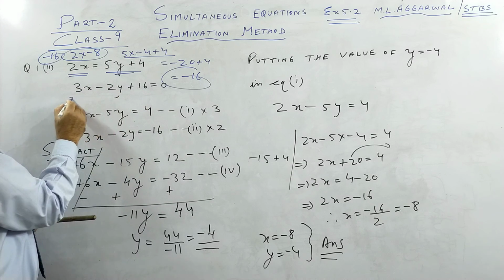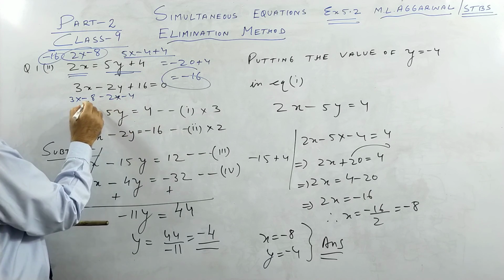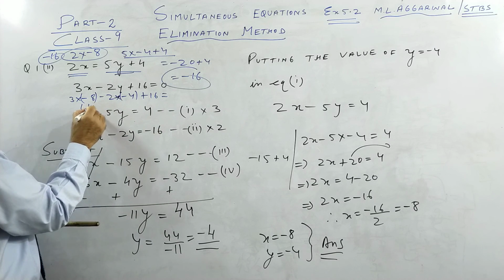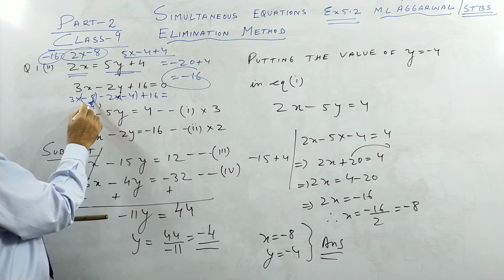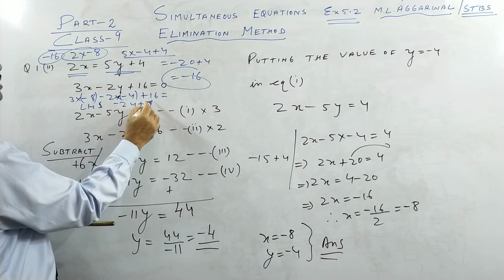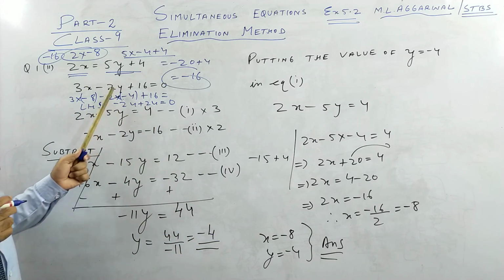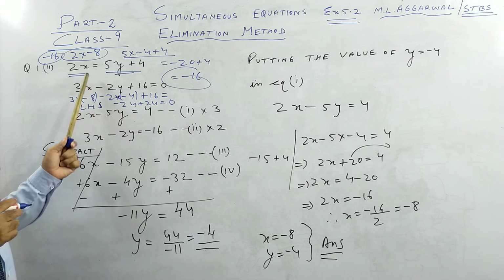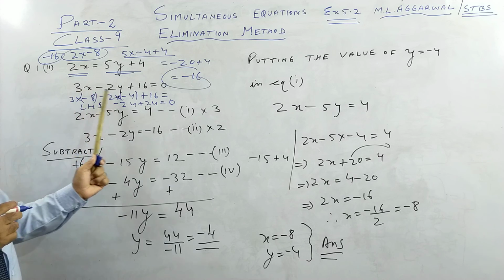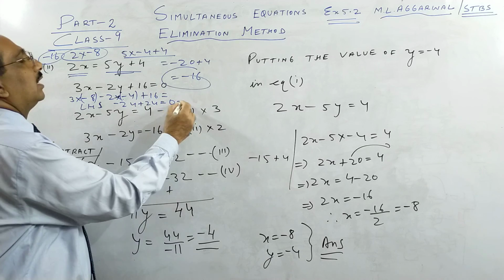Same way, if you put the value of x as minus 8 and y as minus 4, what will happen? This side also, left hand side, if you put minus 24 plus 8 plus 16, so you will get minus 24 plus 24 is 0. So x and y are unique values and they satisfy both the equations. Means you put x and y's value here, you will see left side is equal to right side, and here you put in the left side, I get minus 24 plus 24, which is 0, which is my right hand side.